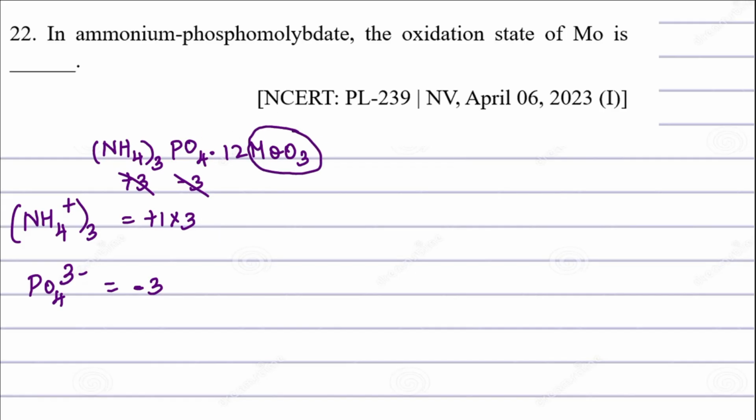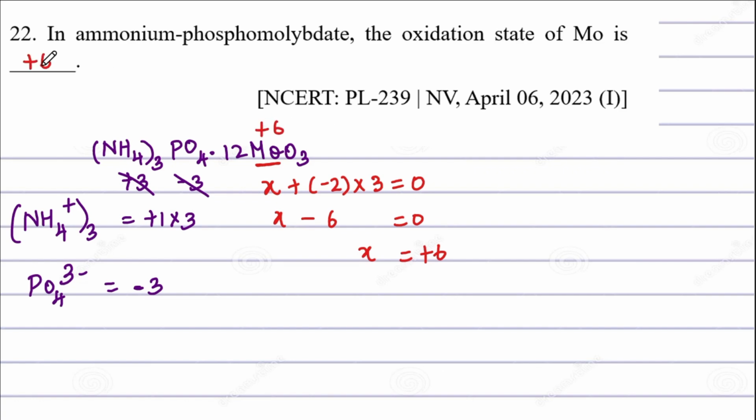And this other compound is also separately neutral. So no need to look into this compound. Now, leave this 12 MoO3. Let us just take the molybdenum trioxide, MoO3. The unknown element molybdenum has the oxidation state x, plus the oxidation state of oxygen, minus 2 into 3 atoms, equal to 0, because this compound is separately neutral and the other compound is also separately neutral. So let us not see the other compound, (NH4)3PO4. Just calculate the oxidation state here. x minus 6 equal to 0. So the value of x is plus 6. So the oxidation state of molybdenum is plus 6.